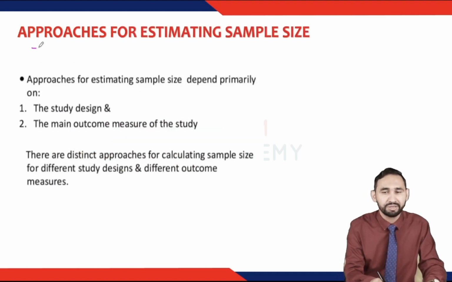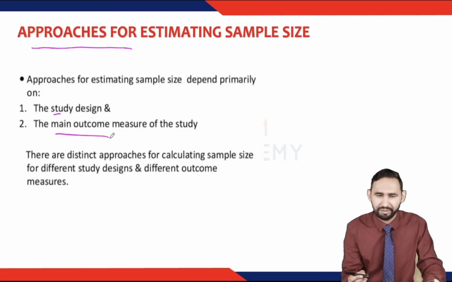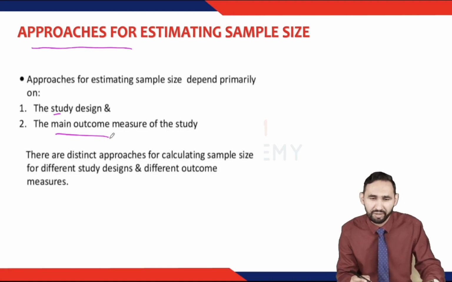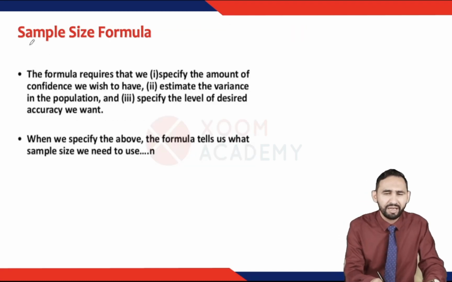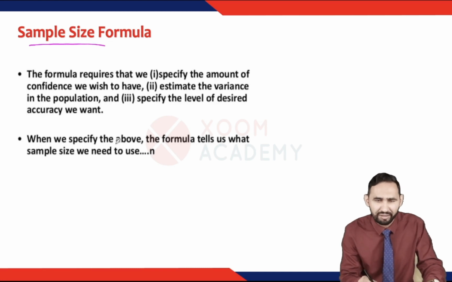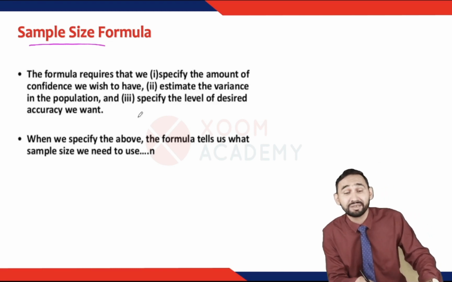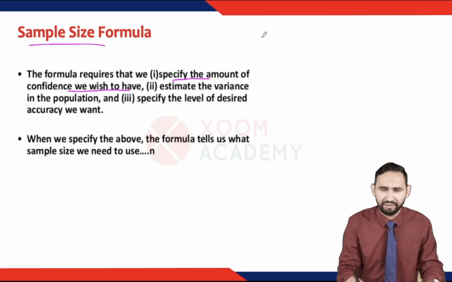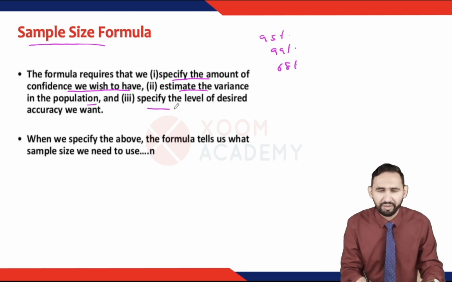What are the various approaches to estimate sample size? Study design and main outcome are the two basic things. We must know the study design, the methodology of the study, and our outcome. Sample size is calculated according to a certain formula, and we need certain things to apply this formula. The specific amount of confidence we wish to have, like 95%, 99%, 68%. These are various confidence intervals. Estimate the variance of the population. And we should specify the level of desired accuracy, like 90%, 99%.